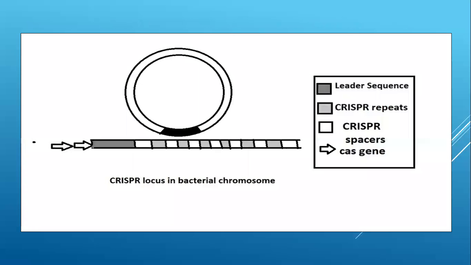Here, if you see the structure in the bacterial circular chromosome, the black portion shown in the enlarged view contains sequences that start with the leader sequence. Then these are the CRISPR repeats, which are interspersed by the CRISPR spacers. And in the leader region, they contain some Cas genes. So this is the basic structure of the CRISPR-Cas locus within the bacterial genome.